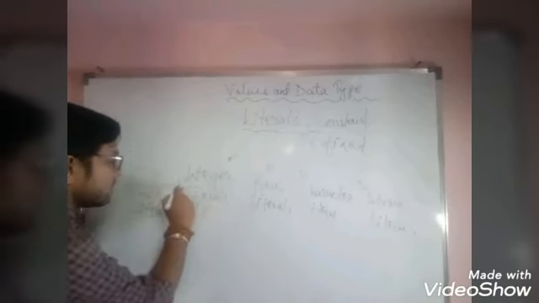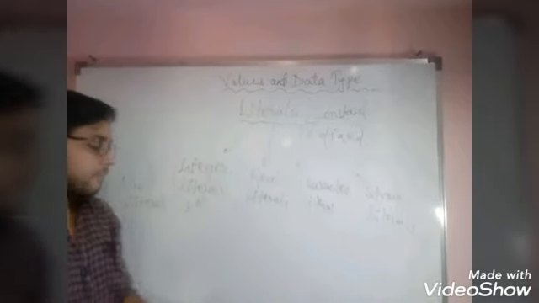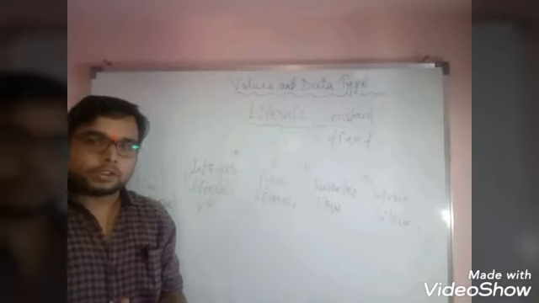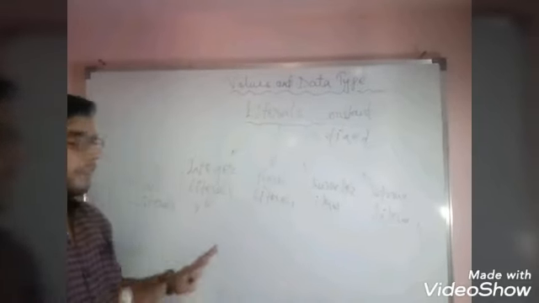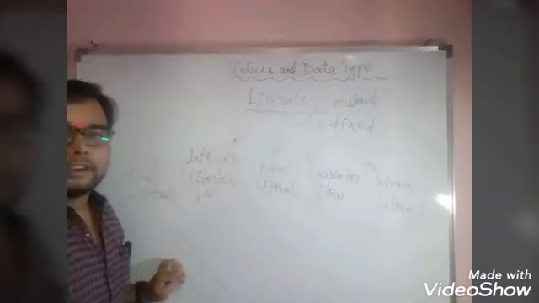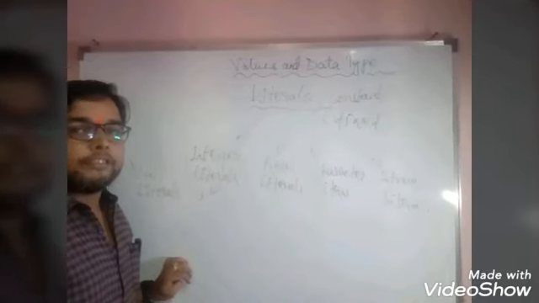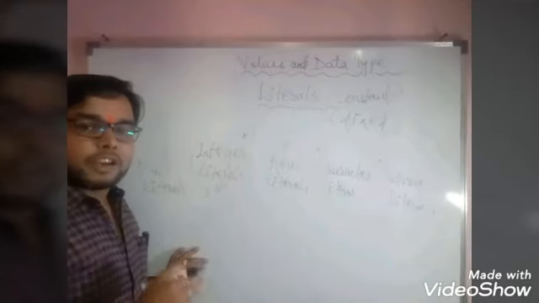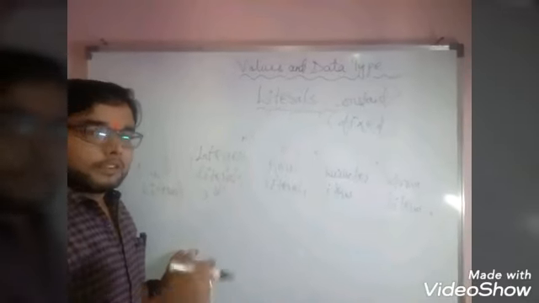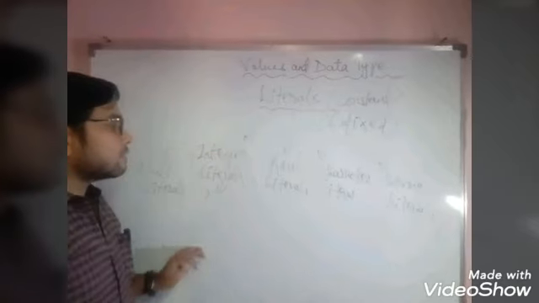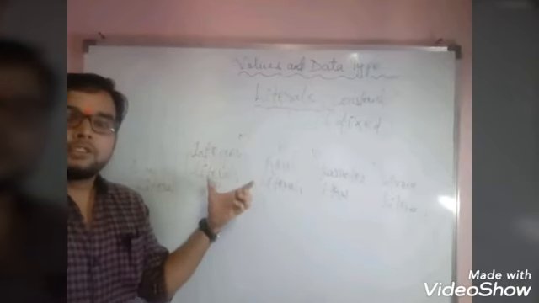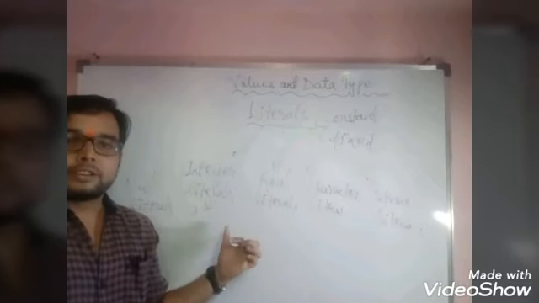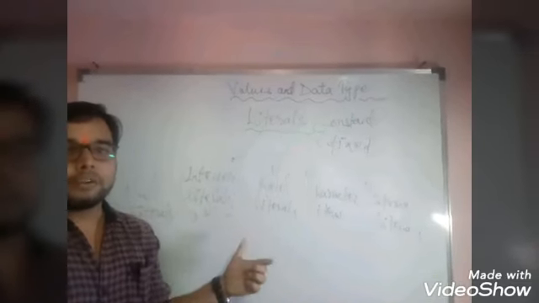So what does integer mean? Integer means whole numbers without a decimal point. It can be positive, it can be negative or 0. Integer literals means the literals which are fixed throughout the program. So integer means the whole number without a decimal point. It can be positive, negative or 0.